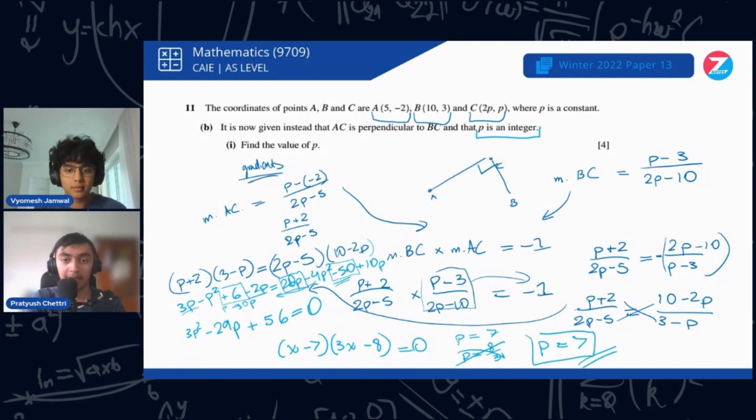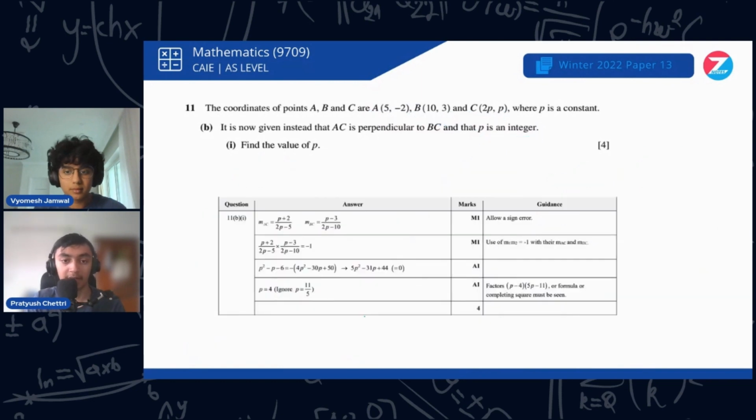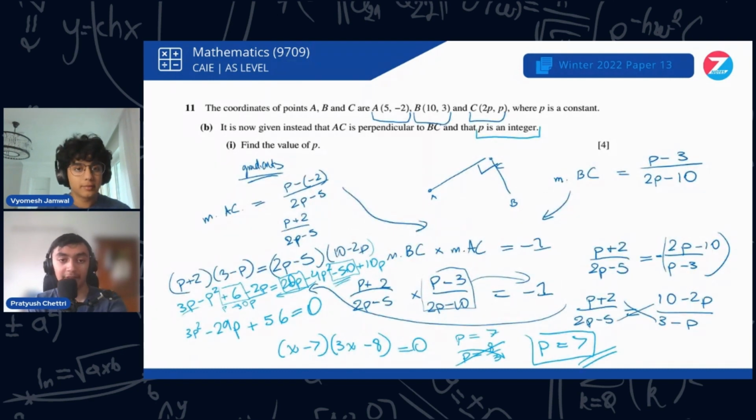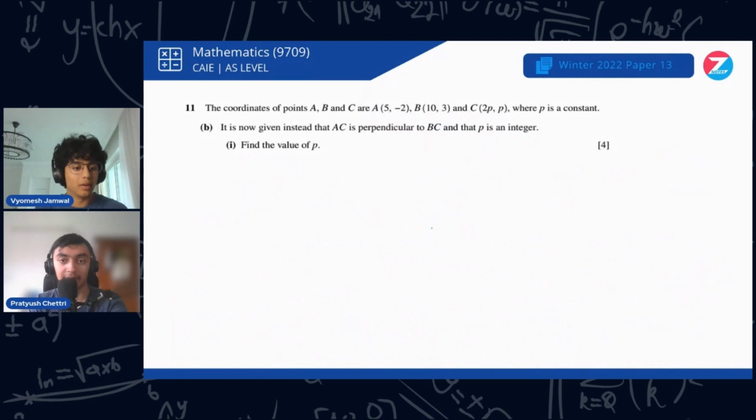Yes. If you look at the mark scheme, yes, indeed. Wait, what? Okay, it seems we did make an error somewhere. You want to redo this question? Sure. I can make it quick. We just gotta erase the entire board. That's it. Okay. Yeah, let's go.